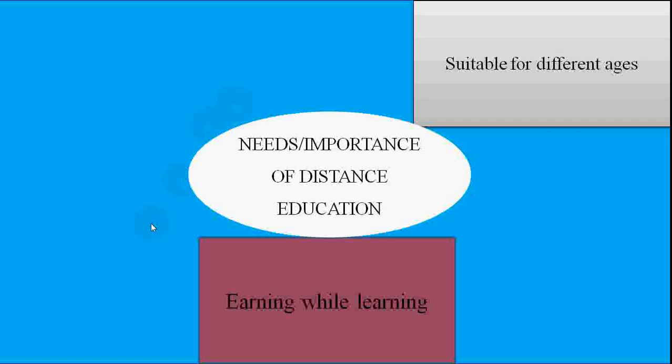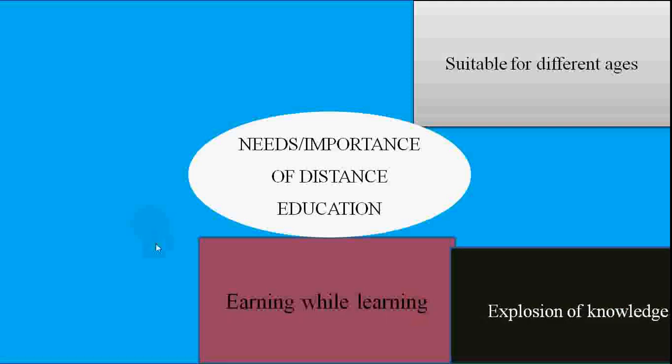It is distance education, because distance education provides an individual that specific education system with which a person can earn and learn at the same time. Okay, that means by engaging in any specific profession, when you want to continue your education at the same time, by earning and learning, therefore distance education is important. Okay, next, that is explosion of knowledge.